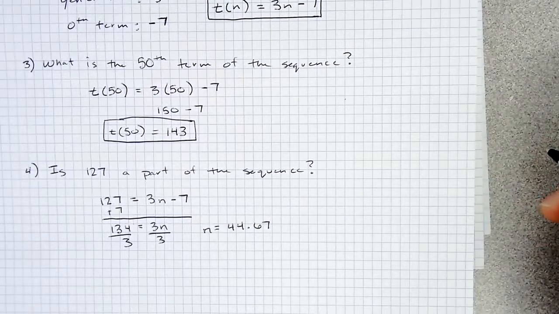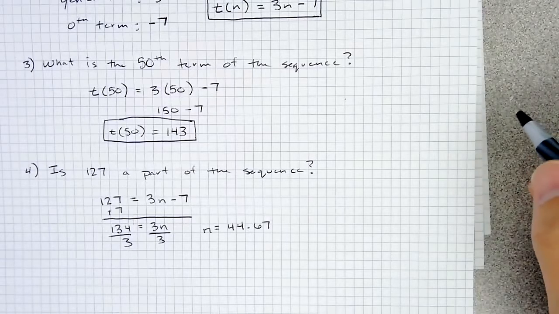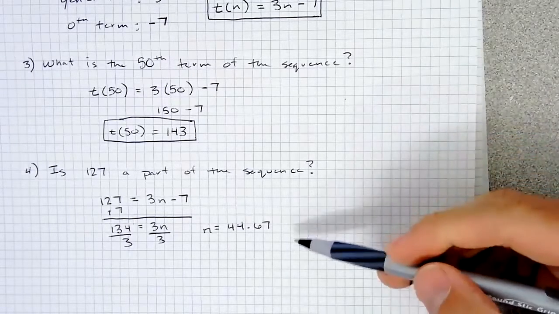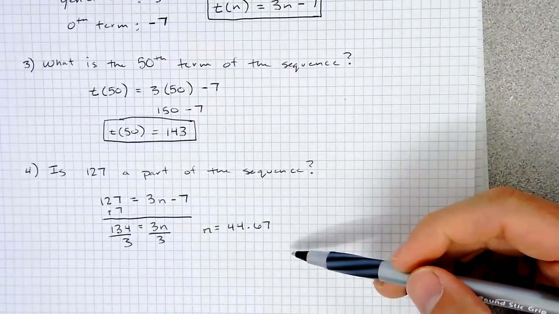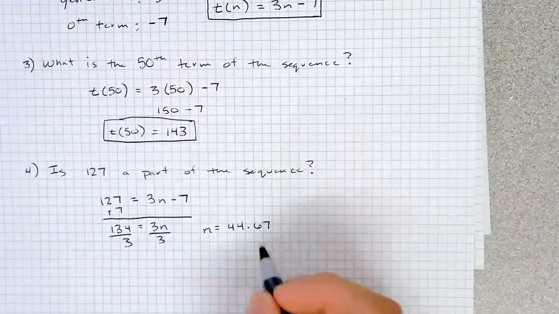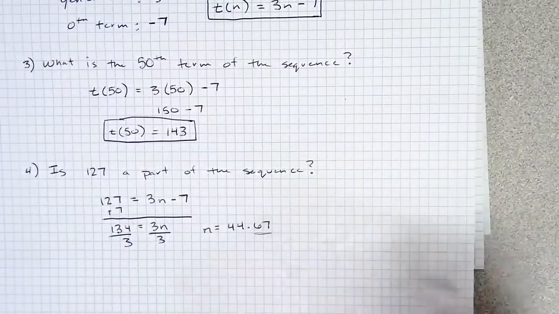Anybody brave enough to use their voice? No, why not? Because it's not 127? Why not, Will? Because it's got a remainder or it's got a decimal?